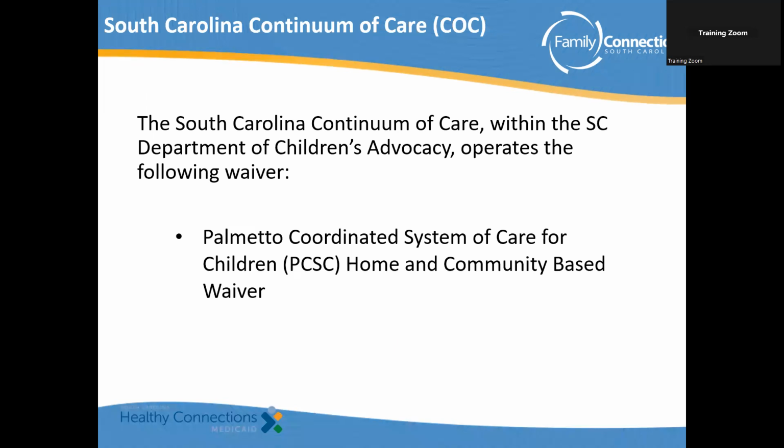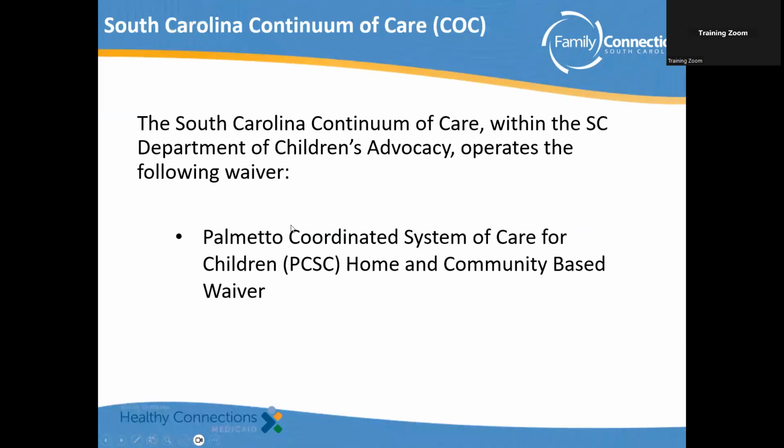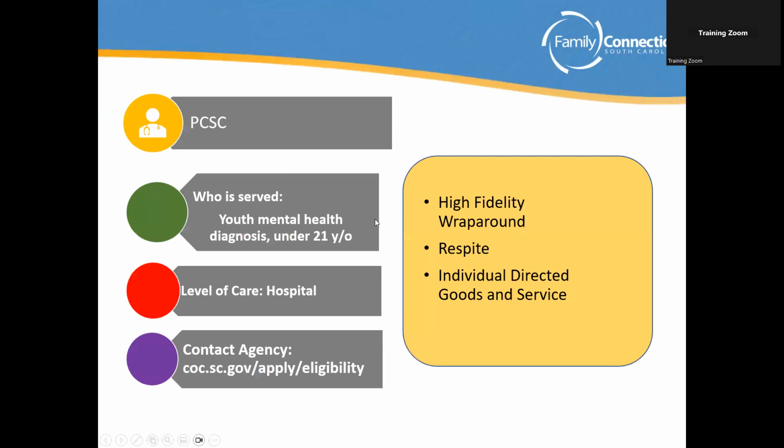Okay, so real quick, I'm also going to mention this one because this is maybe one where there's been a change in recent years, and some folks may not be aware that this is a waiver because it wasn't always a waiver in the state of South Carolina. And that's within the continuum of care, which is part of our state's Department of Children's Advocacy. So the Palmetto Coordinated System of Care for Children has a home and community-based waiver. That is for youth who are primarily under the age of 21 and have a mental health diagnosis that may require a higher level of care. The contact agency for that is the continuum of care within the Department of Children's Advocacy.